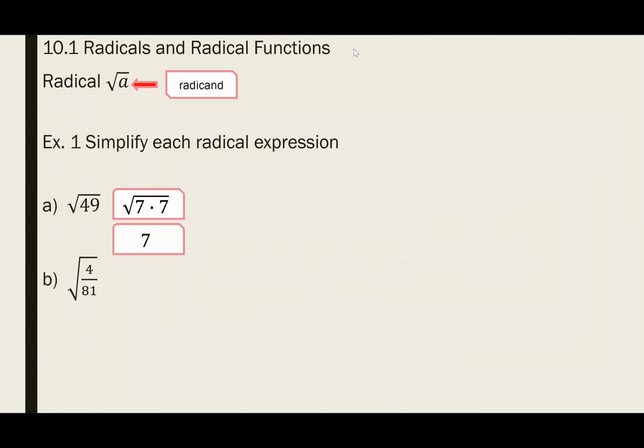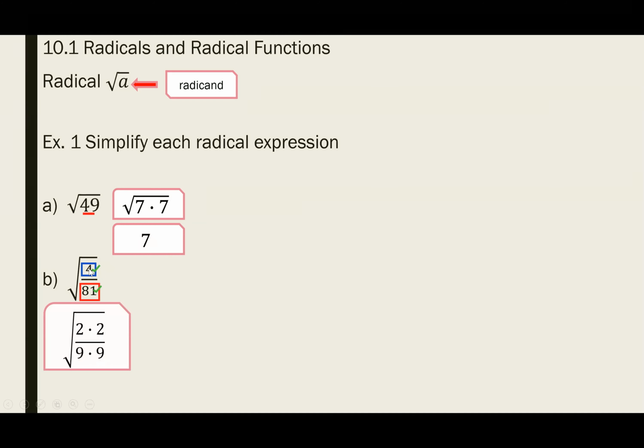Is this number right here, the 4, and is this number 81 a perfect square? It doesn't matter how big your radical is. Your radical can be a simple number, which is 49, like this, or it can be a fraction like this, but you just ask yourself, is 4 a perfect square? And hopefully you say yes, 4 is a perfect square, 2 times 2, as I mentioned earlier. Is 81 a perfect square? Hopefully you say yes, because 81 is 9 times 9.